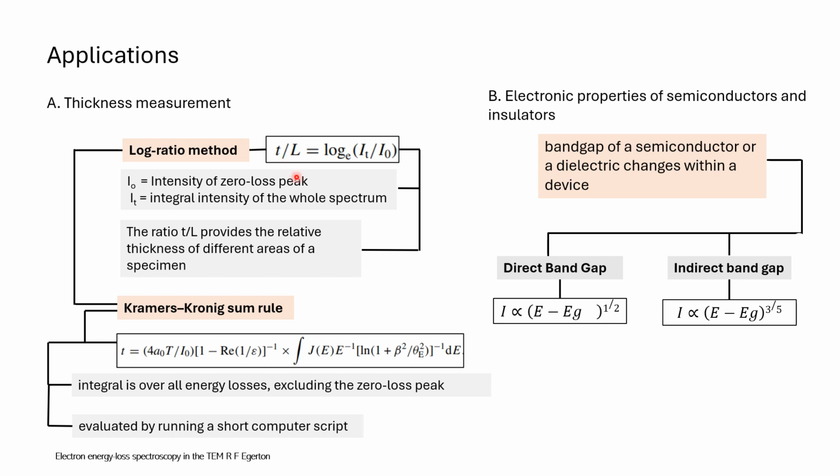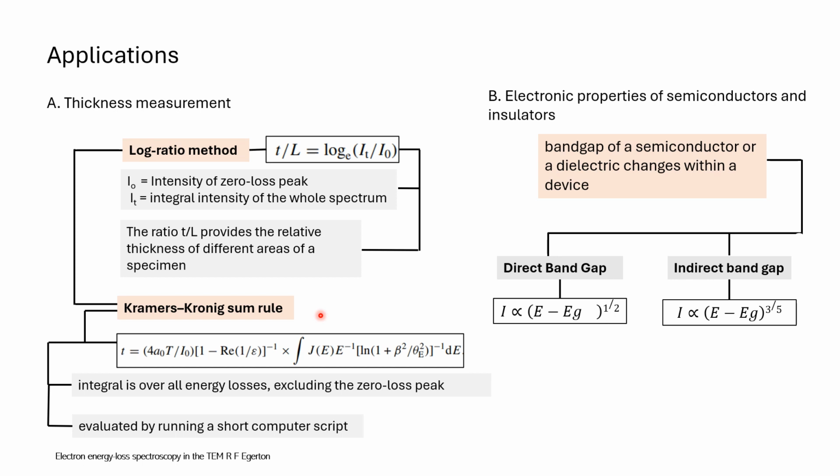This equation gives us the T by L ratio, where L is the plasmon, and this ratio provides a measure of the relative thickness of different areas of the specimen. Next is the Kramer's sum rule, and this is based on the integral over all the energy loss excluding the zero loss peak, and it can be calculated by running a short computer script by the software.